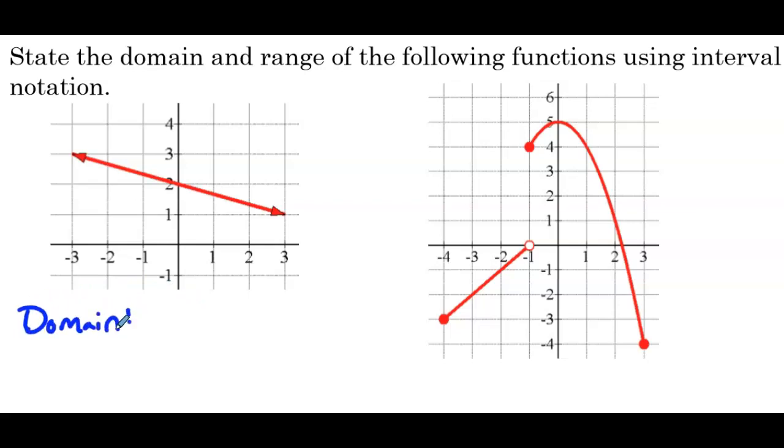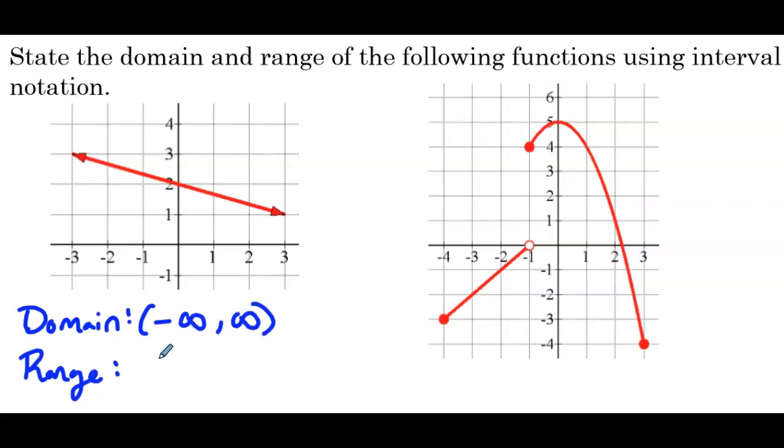So domain and range. Okay, so for this graph, there's arrows, meaning it goes infinitely in both directions. Well, that means all the way to the left, if I'm looking at the x values, the lowest x value would be -infinity. And as I work my way to the right, the highest x value would be +infinity. So our domain is going to be parentheses -infinity to +infinity. Or as we refer to it, all real numbers.